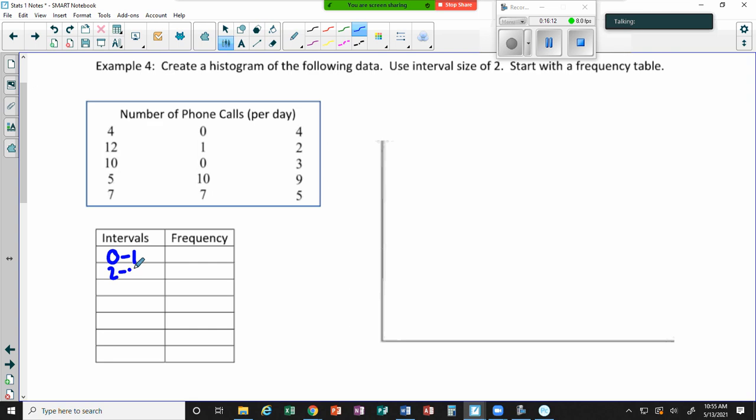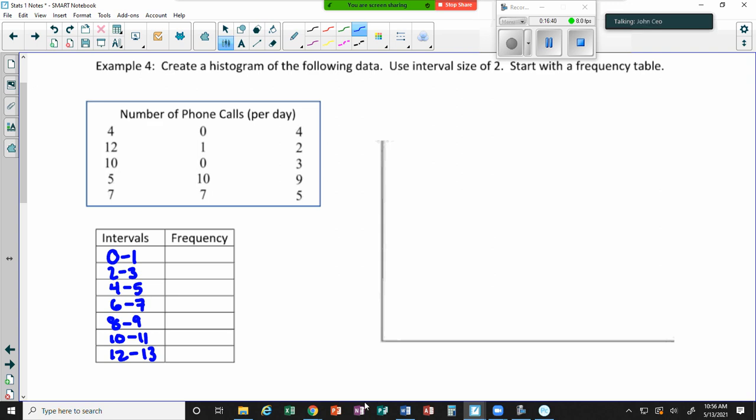2 to 3. Then the next one's going to be what? 4 to 5. And the next one's going to be what? 6 to 7. And the next one's going to be what? 8 to 9. Then 10 to 11. And then what? 12 to 13. Even though we don't have 13, we're still going to include that. So we keep our interval size consistent.